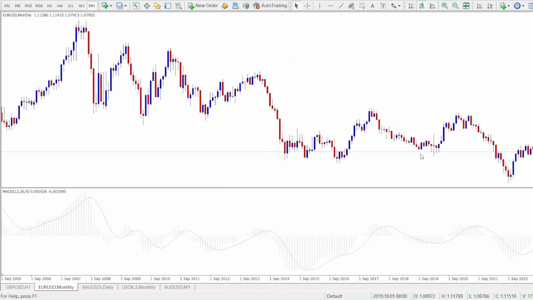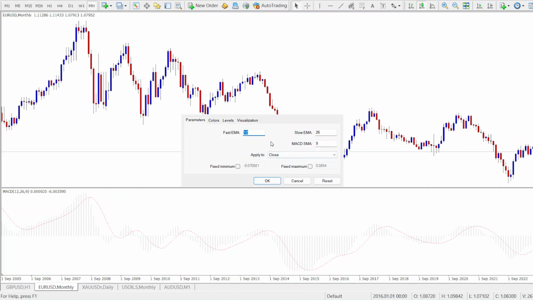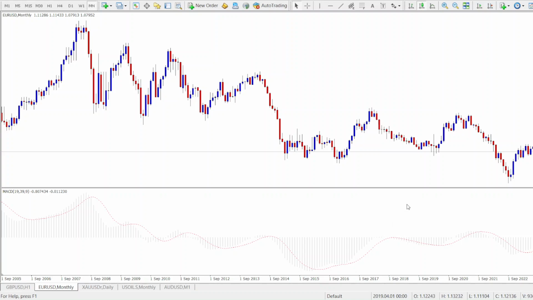In this case, 12-26-9 settings work well, or you can even go with 19, 39, and 9 for a really smooth trend following approach. So if you are a big fan of following the trend, and you trade on the weekly or monthly time frames, you can modify further to 19 for the fast EMA, 39 for the slow EMA, and 9 for the MACD SMA. And you can see this will help you to focus more on trends.